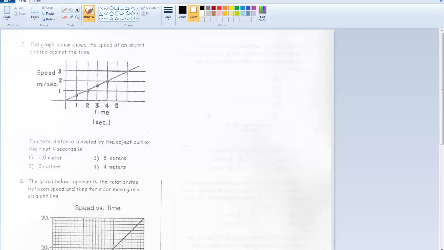So again, number 7, the graph represents the speed against time, and the total distance traveled by the object during the first 4 seconds is, well, this is going to be the same method as before. If we want to calculate distance from a speed versus time graph, we need to calculate the area underneath the curve. So it's a triangle, so 1/2 base times height. Base equals 4. And we have the height equal to 2. So 4 times 2 is 8. 8 times 1/2 is 4.